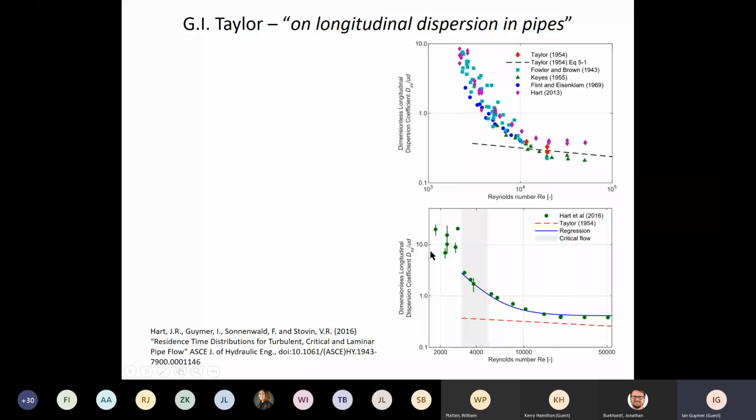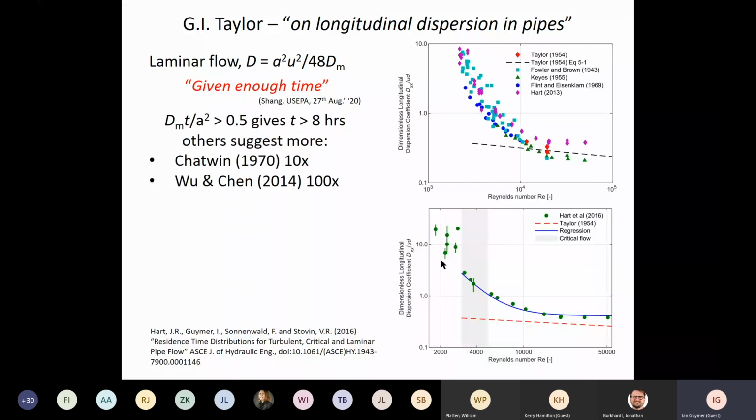And then we've got this laminar flow condition down the left-hand side of this plot. And as Feng Zhang said in the previous presentation, for laminar flow we've got an equation that Taylor gave us, a squared u squared over 48 dm, and it's valid given enough time. And Feng gave a nice presentation and a calculation of that for a certain size pipe, and my suggestion is it's okay, it fits. You can model it with a Gaussian distribution if it's in there for more than 8 hours.